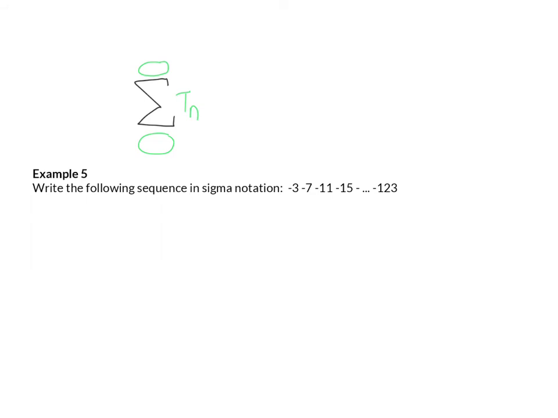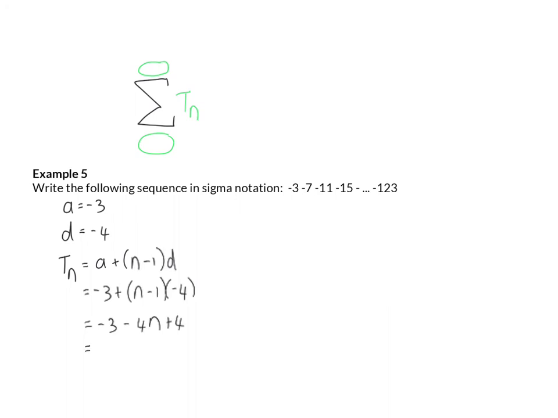Now, if you have a look at this sequence, we can say that A is minus 3, and here we have a constant difference because we subtract 4 every time. With this information, we can now calculate the general formula by using the formula for a general term for an arithmetic series. We know that A is minus 3, and we know that D is minus 4. And when we simplify, the general formula is minus 4n plus 1.